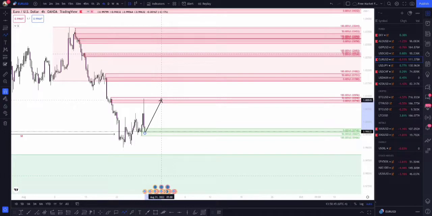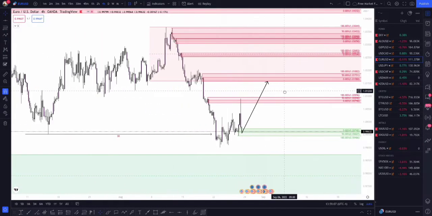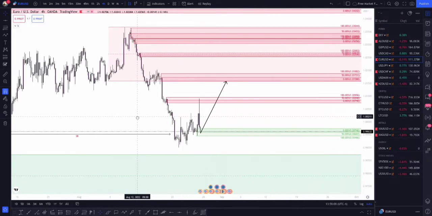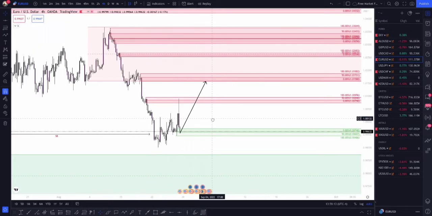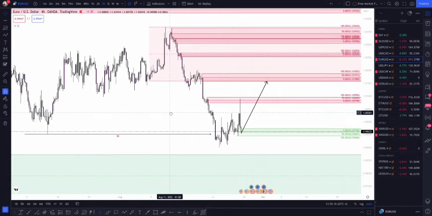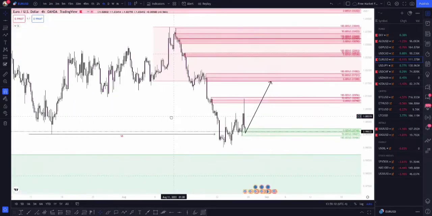This 4 hour supply has already been mitigated, so maybe I'll look to be taking profit or partial profit at this unmitigated 4 hour supply, which is sitting inside of institutional distribution. Okay, so we came off of that, so we'll be looking for that on Euro USD.